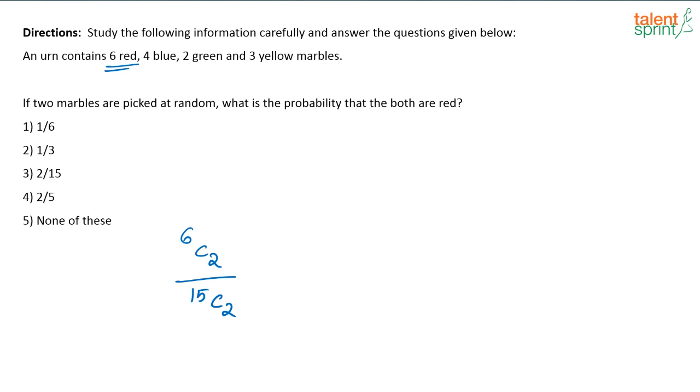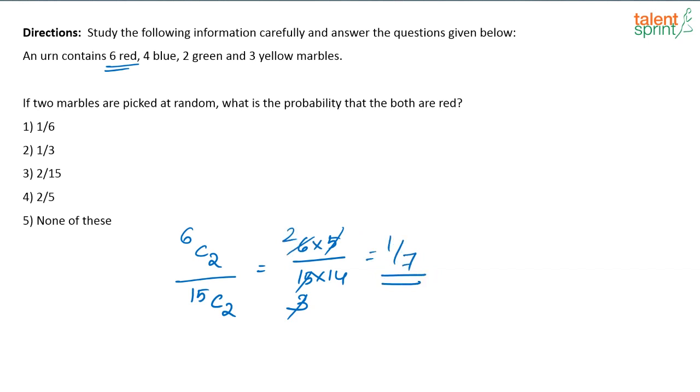What will be the answer for this? 1 by 2, is it? See, it will be nothing but 6 into 5 by 15 into 14. Correct? See, 6 factorial by 2 factorial into 6 minus 2 factorial, which is 4 factorial. So only the last two numbers will be remaining. Everything else will get cancelled. That's why 6 into 5 by 15 into 14. Correct? So you have 1 by 7.